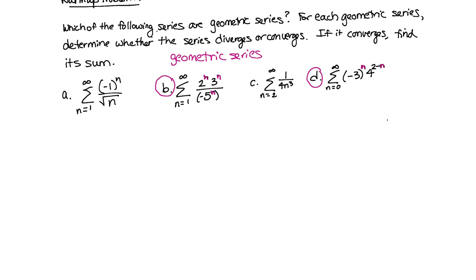Alrighty, so we got B and D being geometric series. Did you guys list out any terms and find A and R to see which ones converge and diverge? Because in order to see if a geometric series converges, we have to look at the R value. If the absolute value of R is less than 1, our series converges. If the absolute value of R is greater than 1 or equal to 1, that series diverges. So, did anybody else get B and D and find R for me for each of those?